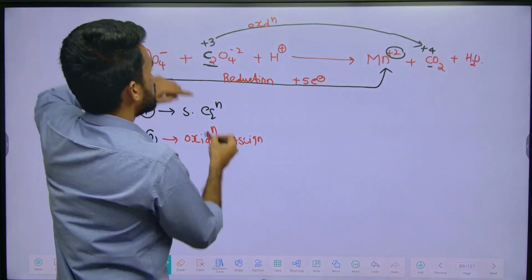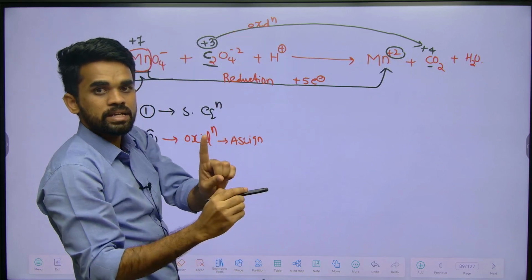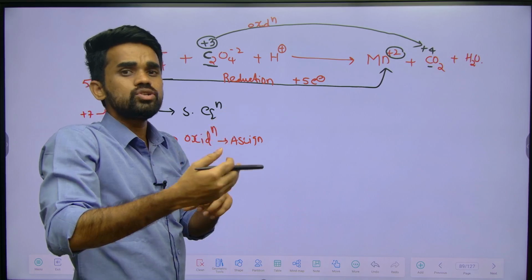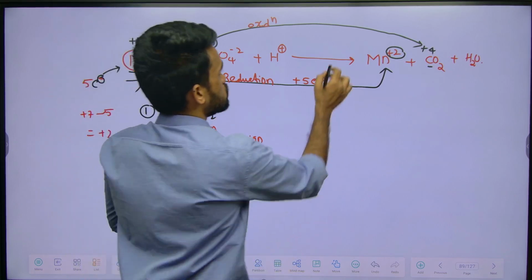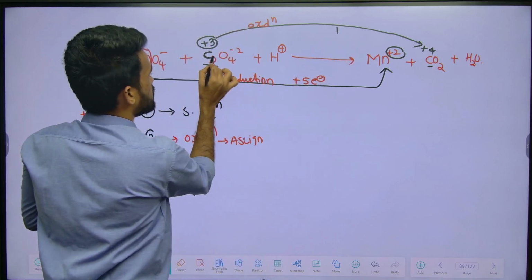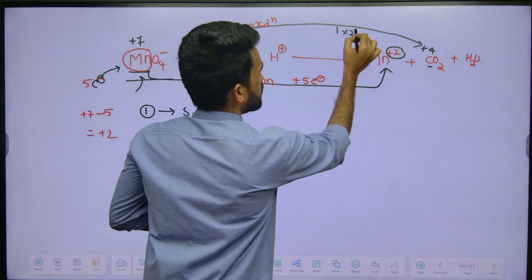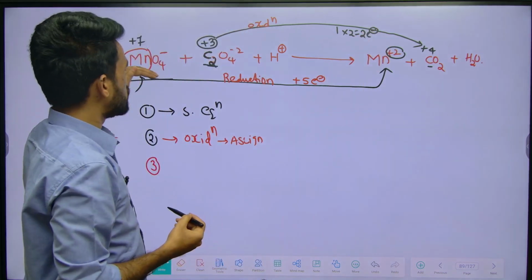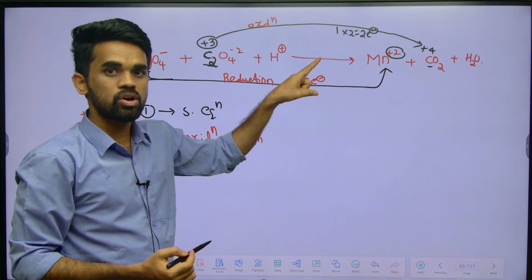In the same way, plus 3 converted into plus 4 means 1 electron is lost. See, charge increasing means you should say it is an oxidation. How much increased? 1 increased. So 1 electron for 1 carbon. How many carbons are there? 2 carbons are there. So 1 into 2, you can write 2 electrons are involved. Yeah, it is simple. So in oxidation, 2 electrons are lost. In reduction, 5 electrons are gained.